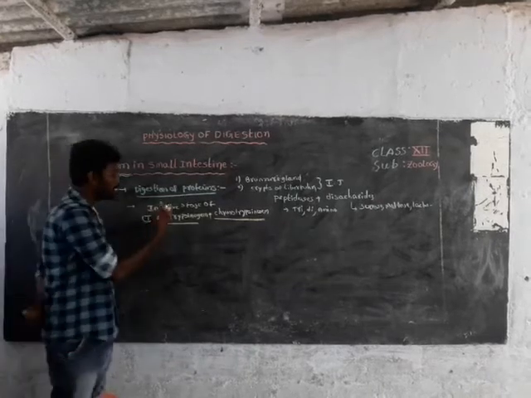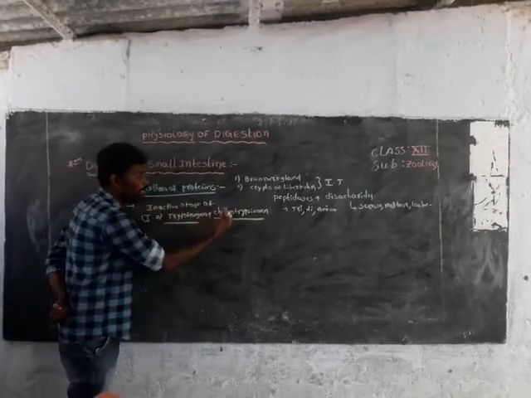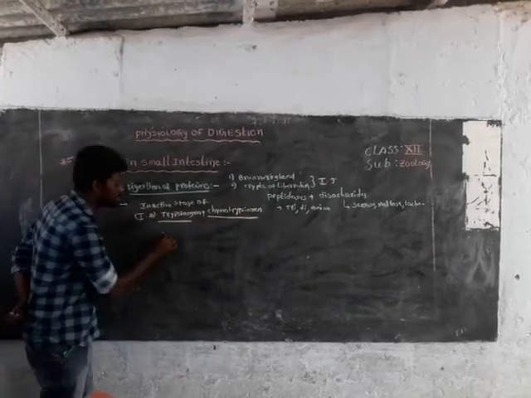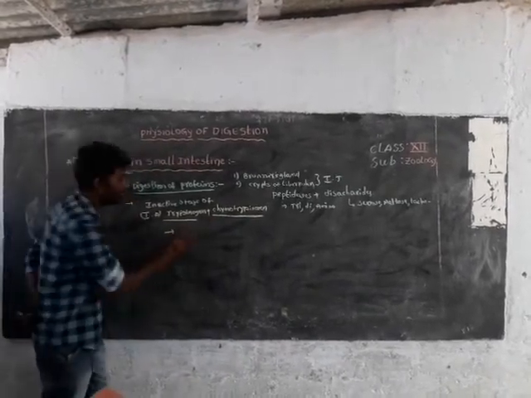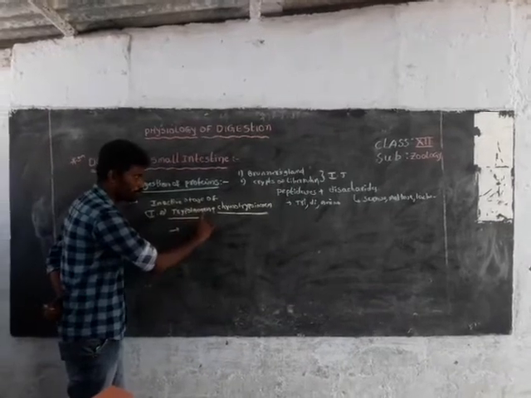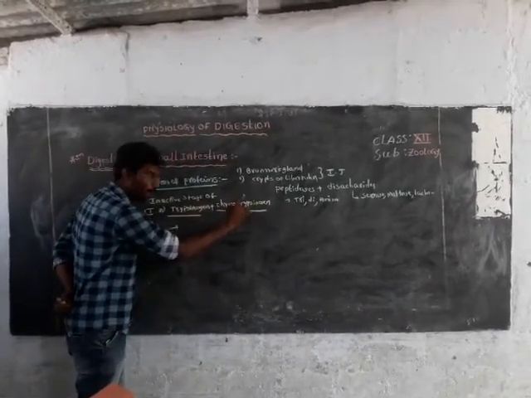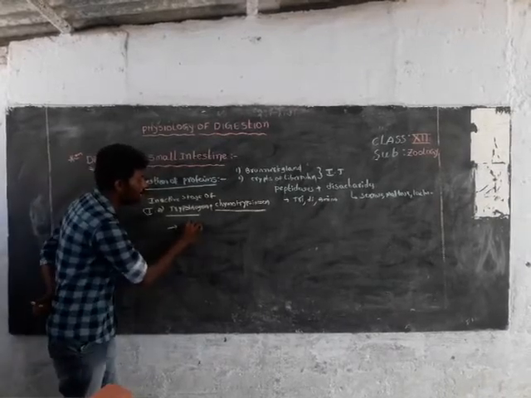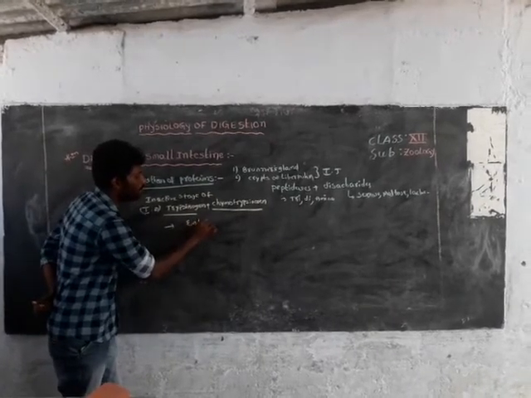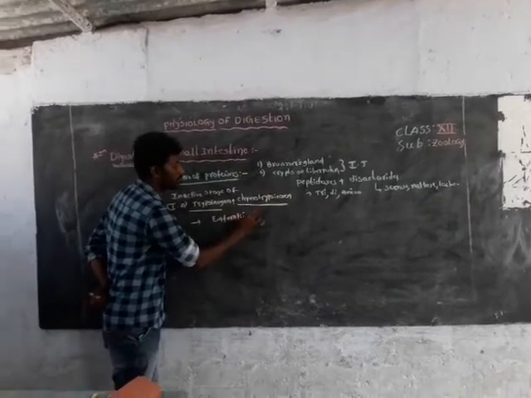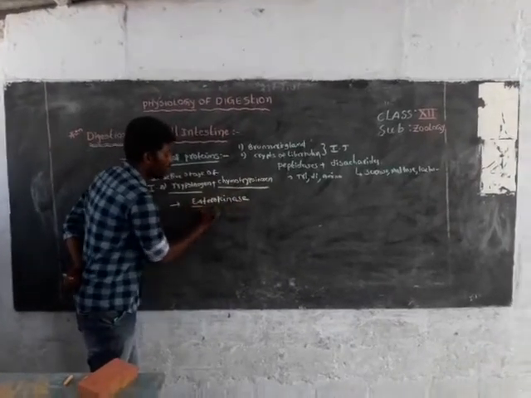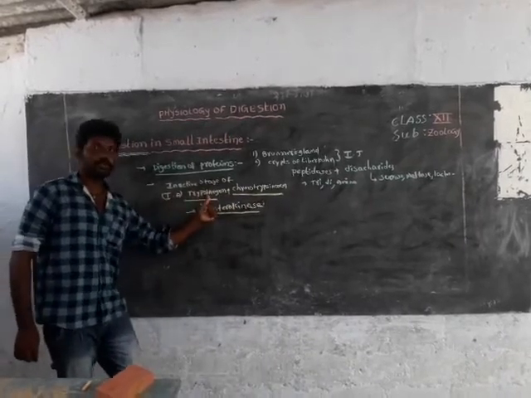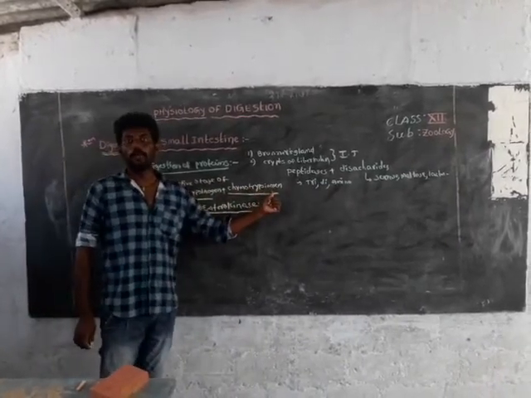Next, the inactive trypsinogen and chymotrypsinogen are activated by an enzyme called enterokinase. Both the inactive trypsinogen and the inactive chymotrypsinogen are activated by the enzyme enterokinase.